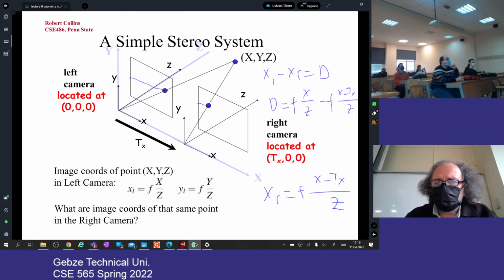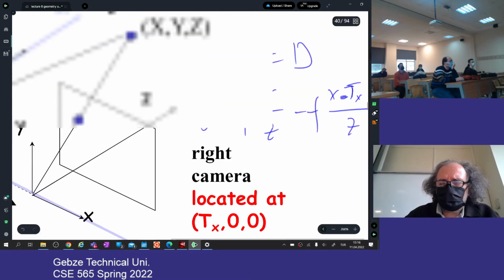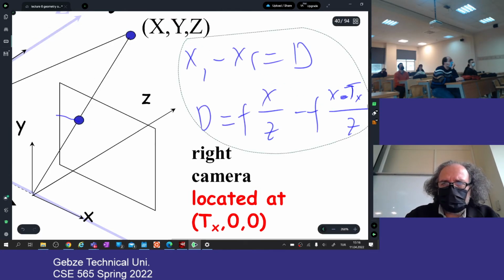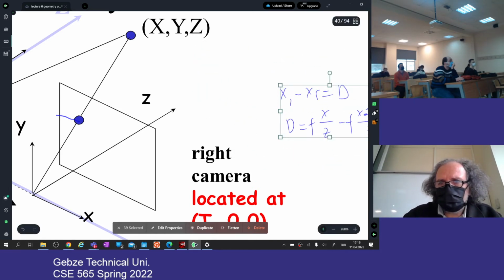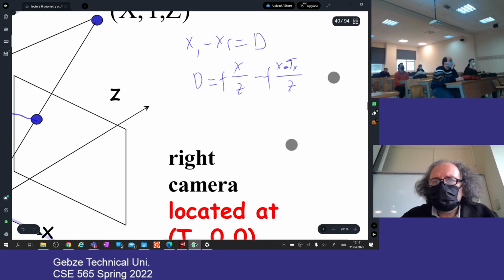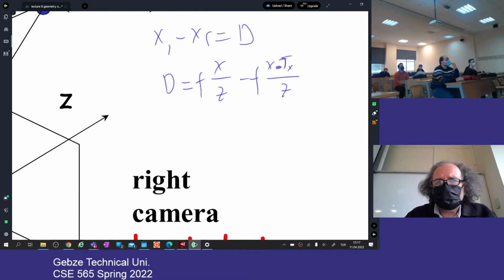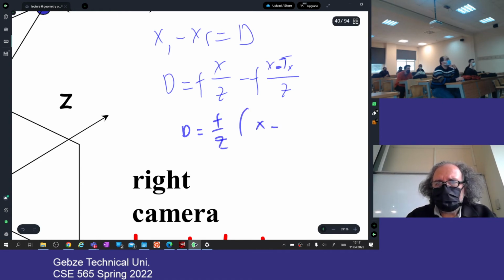So let's do these calculations. Let me make it smaller so that I can fit it in here. Okay, good. So d is equal to f over z times (x minus (x minus tx)), right?